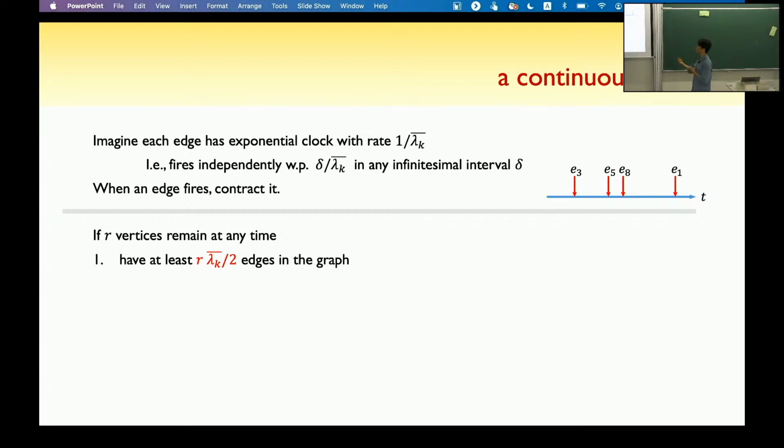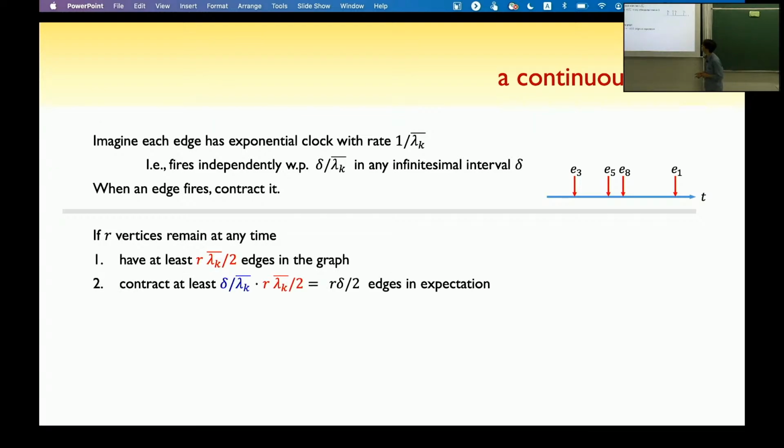By essentially using the previous analysis, we can assume that there are at least r times lambda_k bar divided by 2 edges in the graph. Here I'm going to gloss over the difference between k and k minus 1. If you look at one time step, each edge will be contracted with probability delta divided by lambda_k bar. So in expectation, we contract at least the probability times the number of edges, which is r delta divided by 2 edges in expectation.